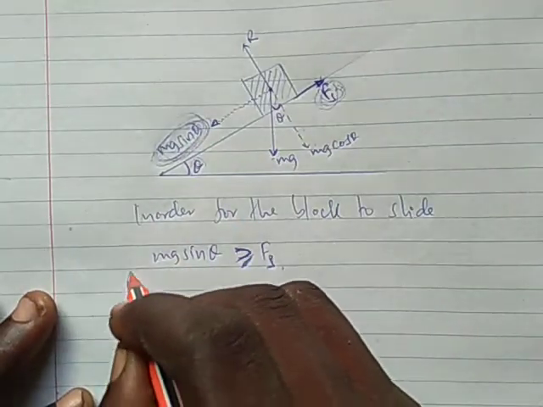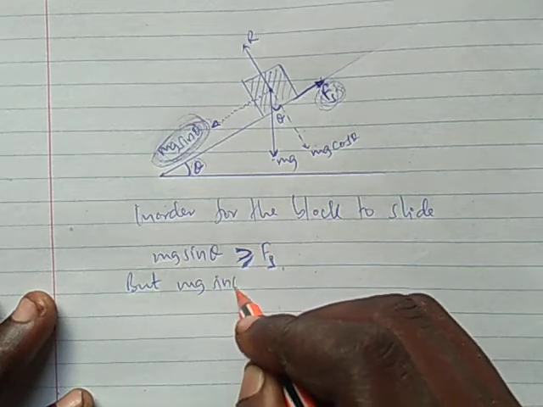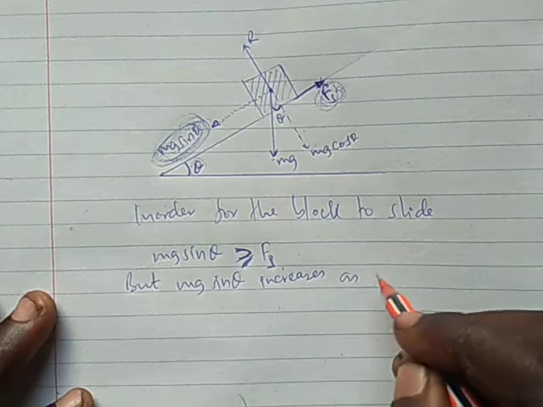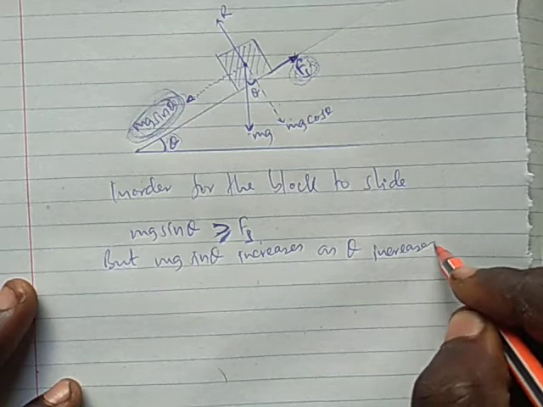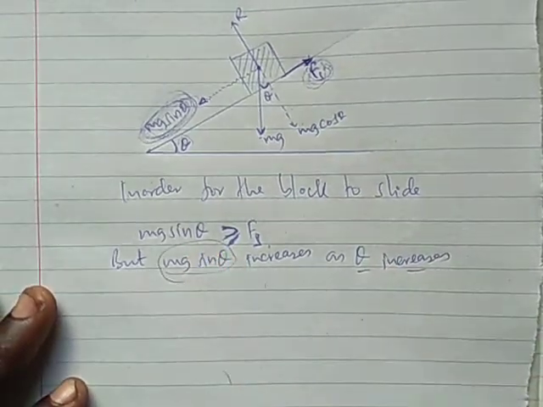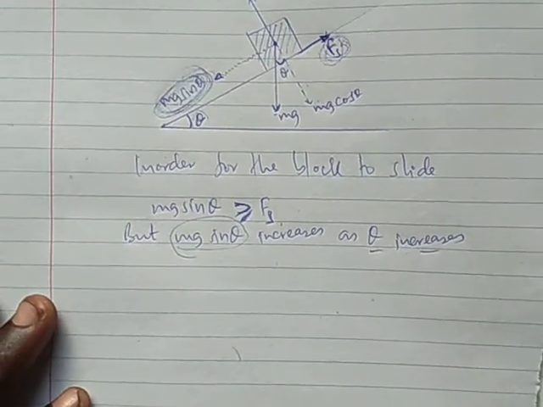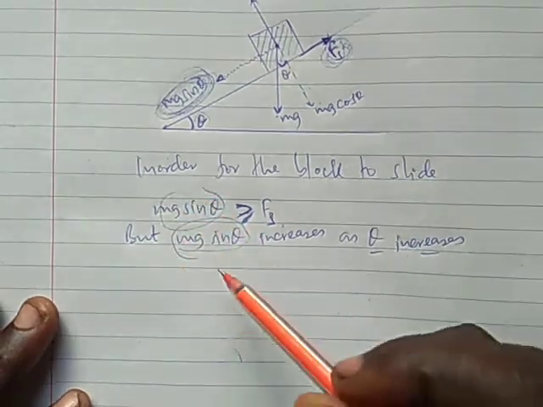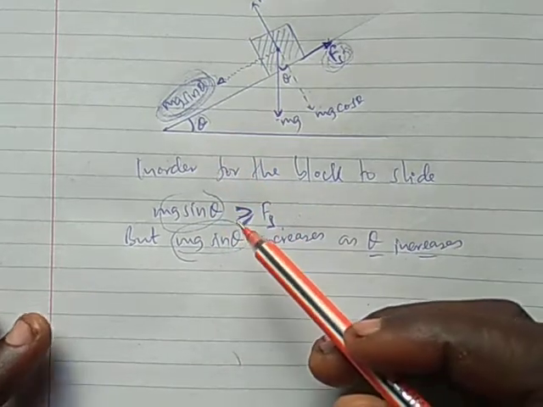So but mg sine of an angle theta increases as theta increases. As the angle theta increases, then the component mg sine of an angle theta also will increase. So finally, we'll end up with this force increases as the angle increases. No matter tutakapokuwa tunazidi kuiongeza, itakuwa inaongezeka.